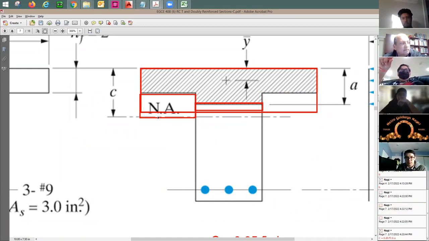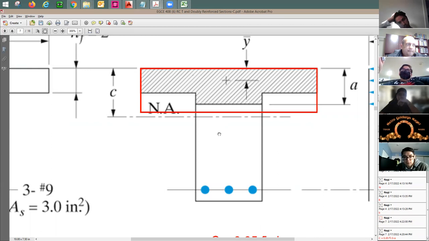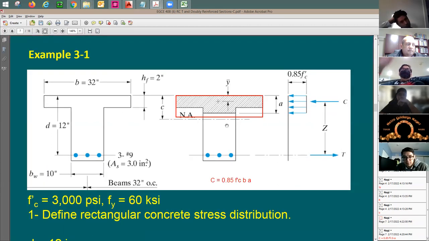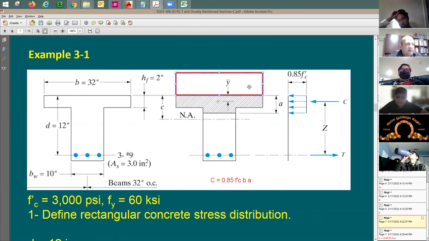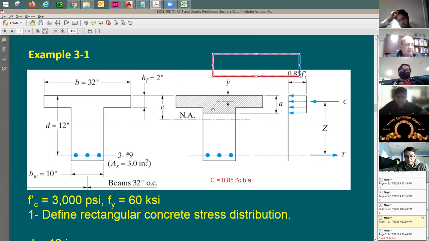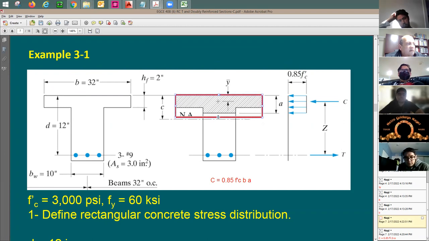Professor, I have a clarifying question. Yeah. So you're saying that area that's inside of the T shape is equal to both of them combined or both of them separate? Both of them combined. This area here, if I just take here this T section, right? This T section here, if I take this area here times 0.85 F prime C, this should be the compression force. Not that nice section that I just put, because this section here is incorrect.